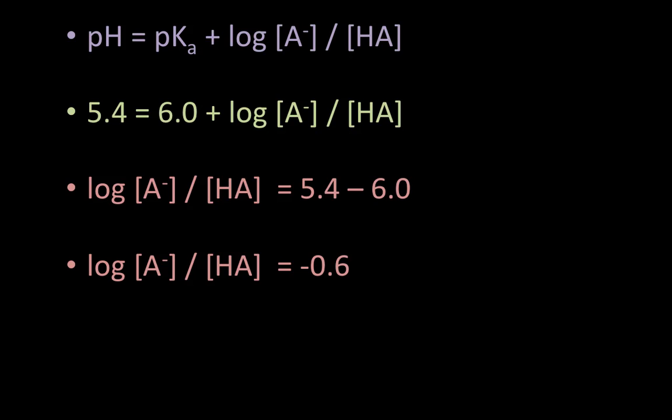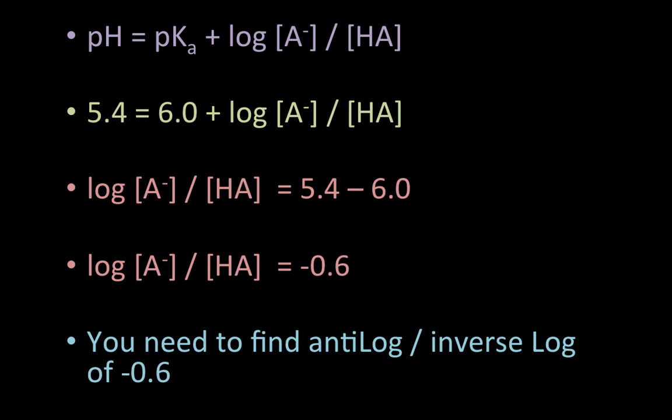Now the next step, you want to find the antilog or the inverse log of minus 0.6. In other words, you want to remove the logs on this side. To do that, you have to find the inverse log of minus 0.6.